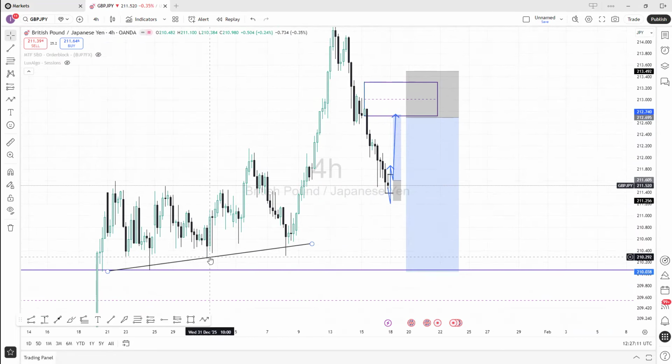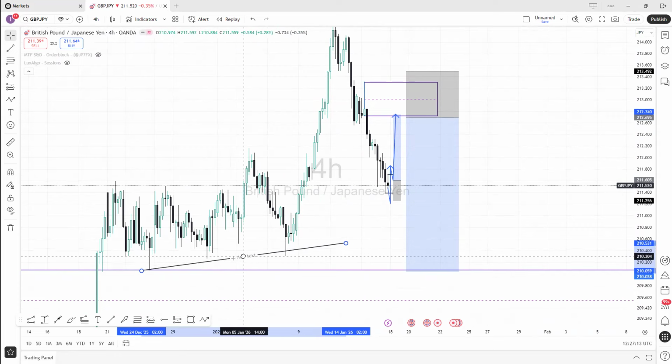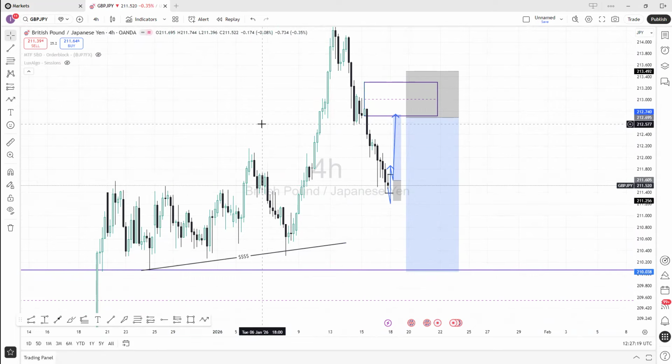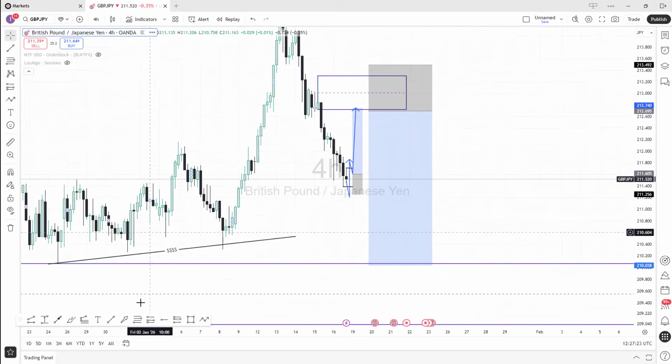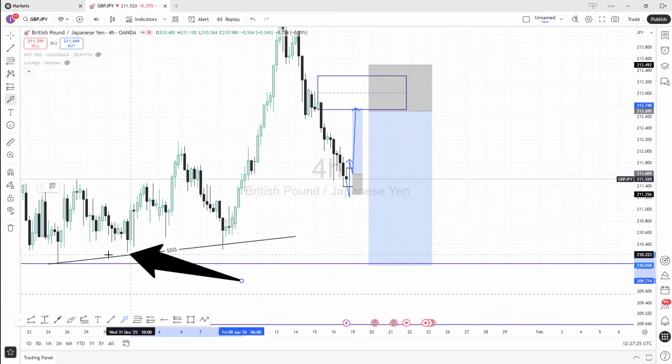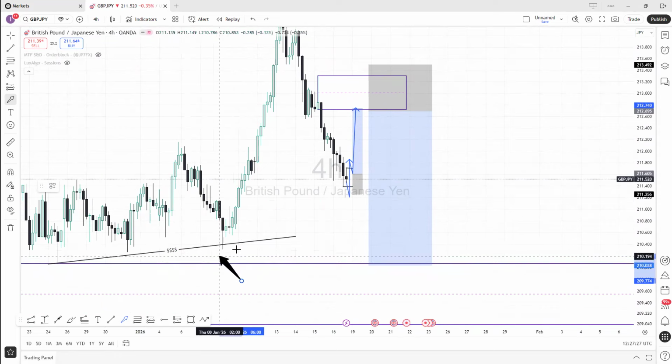You can see below here, you have a lot of liquidity resting. So it attracts the price to move towards this liquidity. Okay, we have a lot of liquidity here. See this liquidity? It attracts the price.